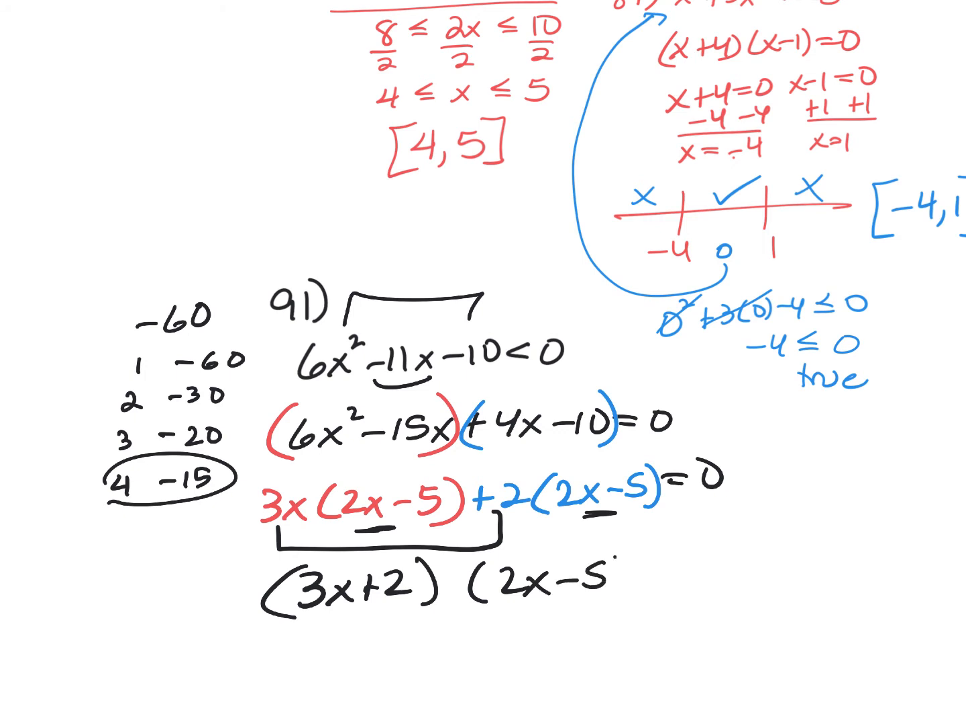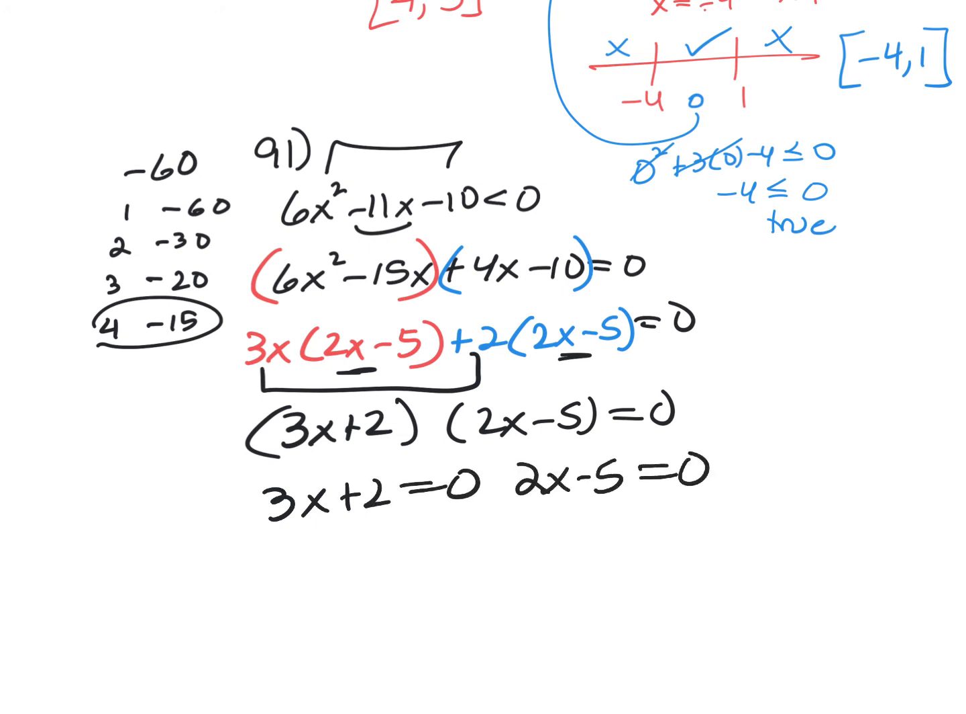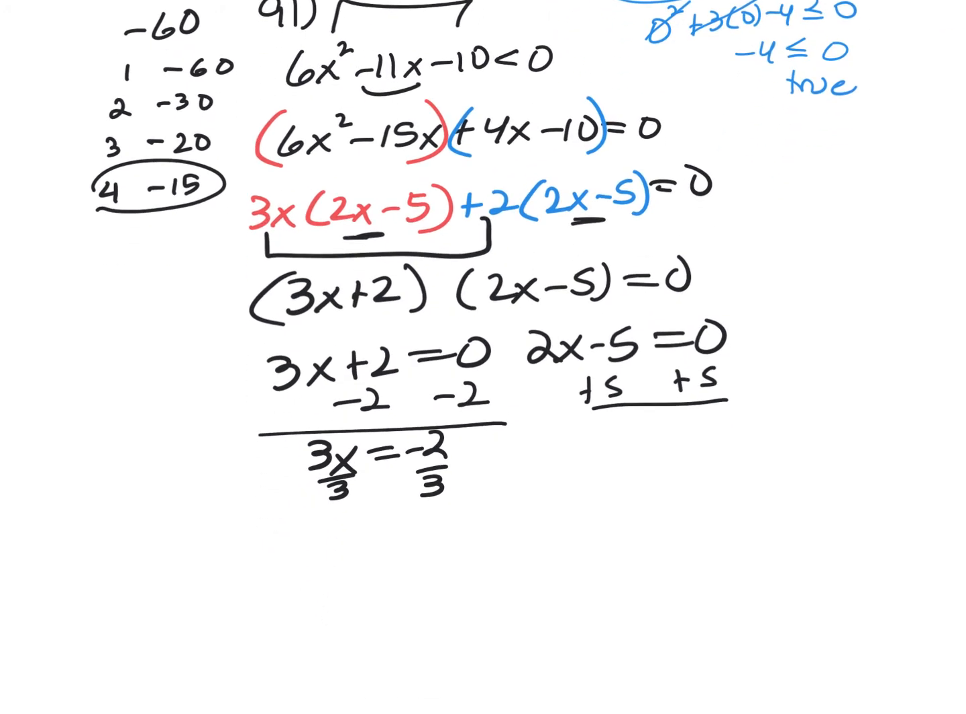And now I set each of these factors equal to 0. 3x plus 2 equals 0. 2x minus 5 equals 0. Subtract 2. Add 5. So here this is 3x equals negative 2. Divide by 3. And x equals negative 2/3. Here 2x equals 5. And x equals 5 over 2.